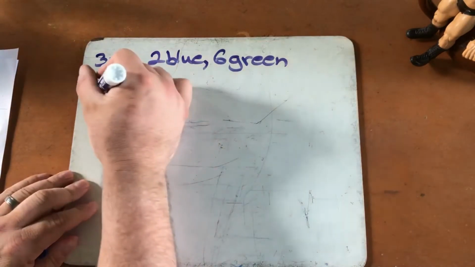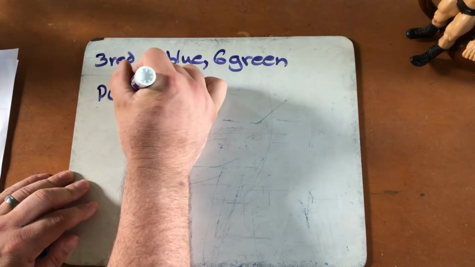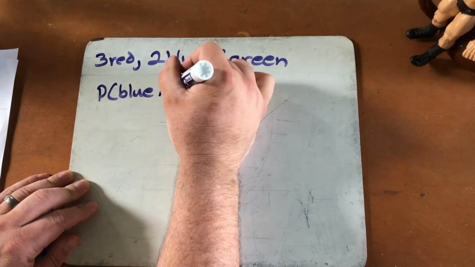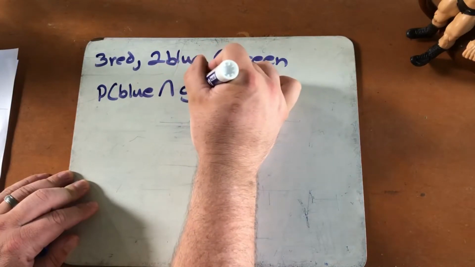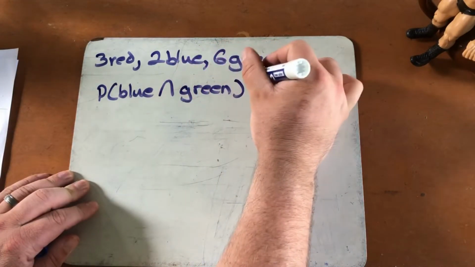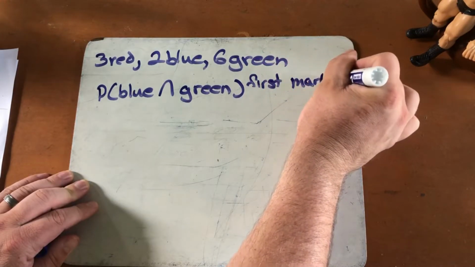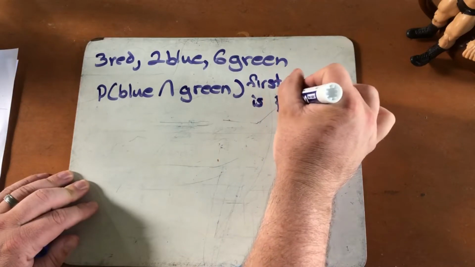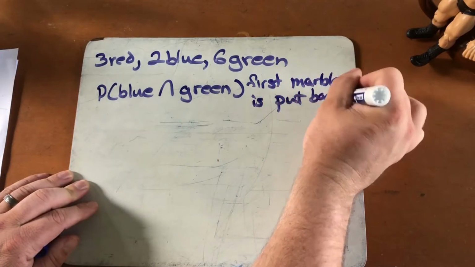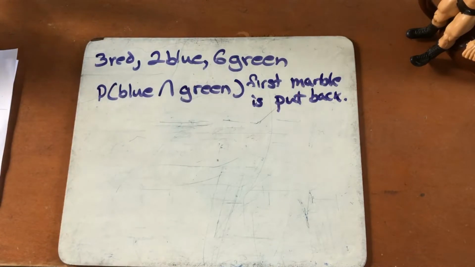Let's say we do the probability of drawing a blue and a green marble. And once again, the first marble is put back. Now, once again, this is important. When you look at the problems that go along with this, the problems that I've set up will always tell you if it's put back or if it's not returned, all right?